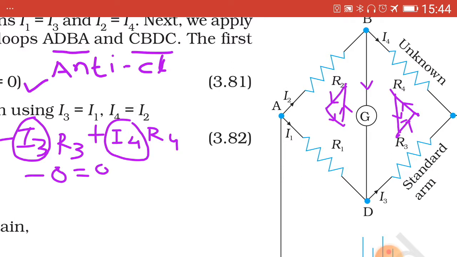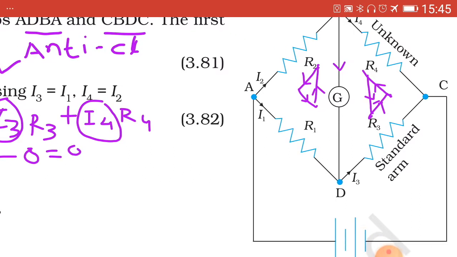traveling from B to D, so it will be same direction, so plus 0, because Ig equal to 0, Ig into G is plus 0, not affecting. Sorry, same direction, so minus 0 but not affecting. And the last one, that is from D to C again, so same direction, so minus I3 R3 equal to 0.